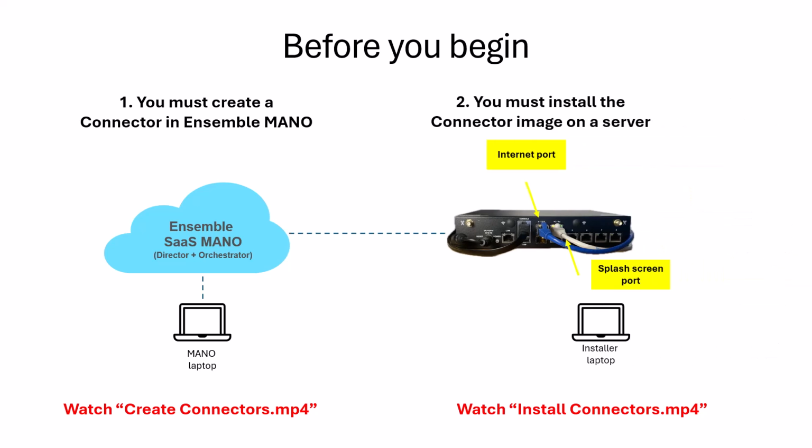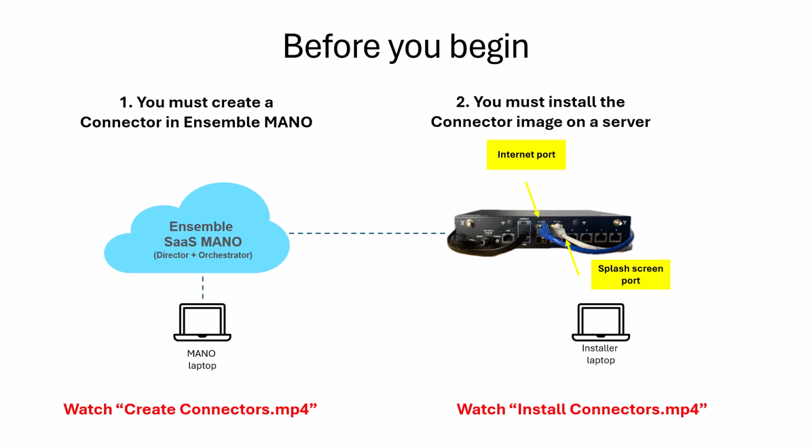Next, you need to install the connector image on your server. Again, if you are working with our eval, you will have the proper image. If you have not already installed connector in your server, watch our video, Install Connectors. It gives you everything you need to do it. When you finish these steps, you are ready to launch with ZTP.